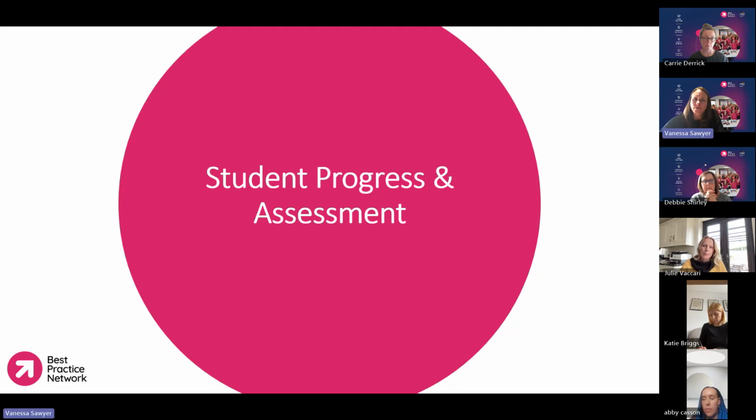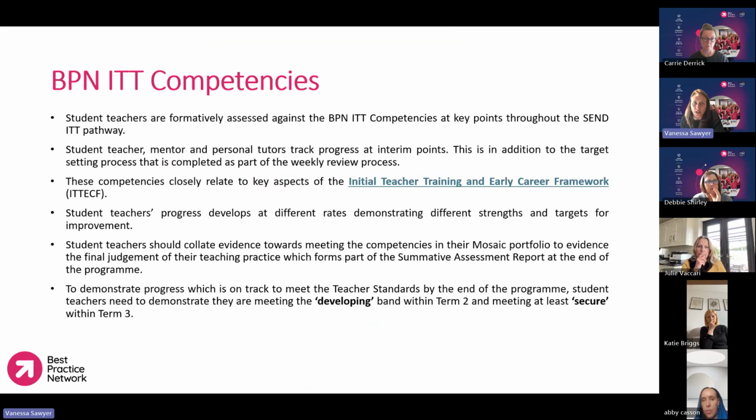Okay, so going to move on to student progress and assessment. I talked a little bit about the competencies that we use to assess our student teachers. We cannot use the teacher standards until the end of the programme. So we use ITT competencies.